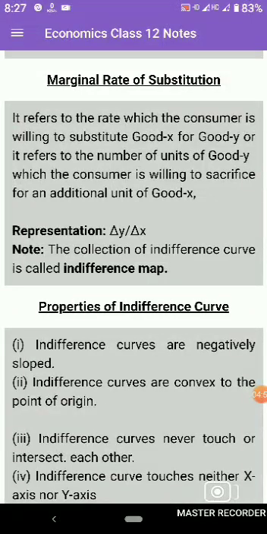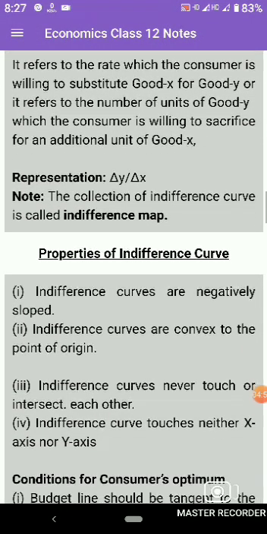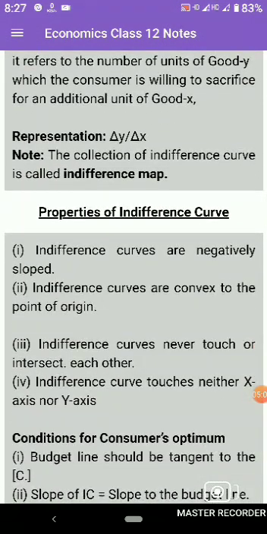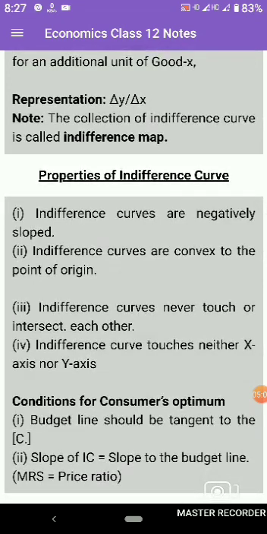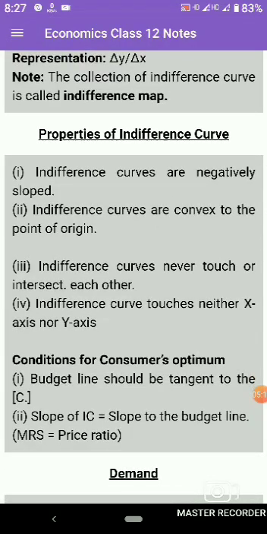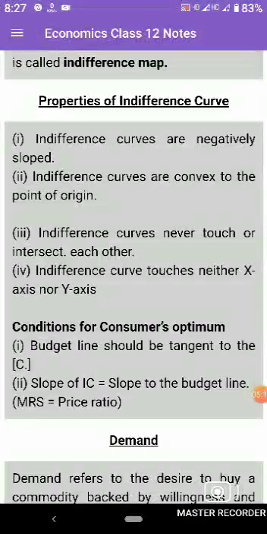Sixth point is properties of indifference curves. Indifference curves are negatively sloped. Indifference curves are convex to the point of origin. Indifference curves never touch or intersect each other. Indifference curve touches neither the X nor the Y axis. Condition for consumer's optimum: the budget line should be tangent to the indifference curve. Slope of the indifference curve equals slope of the budget line: MRS equals price ratio.